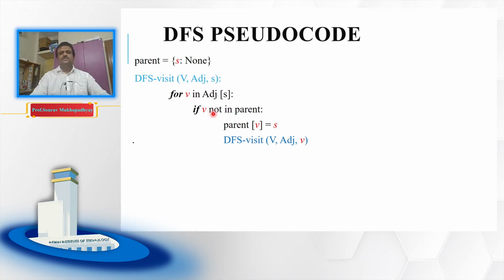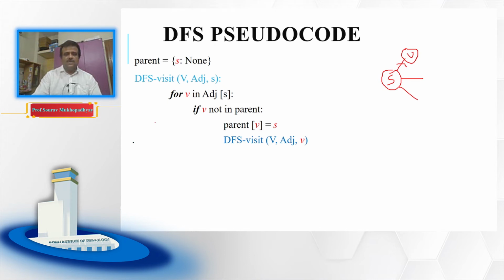So what is this code? This code is a recursive call. We follow the path until we get stuck, kind of thing. So what is the recursive call? This is our S vertex, and there are some other vertices in the adjacency list of this. One such vertex is say V.